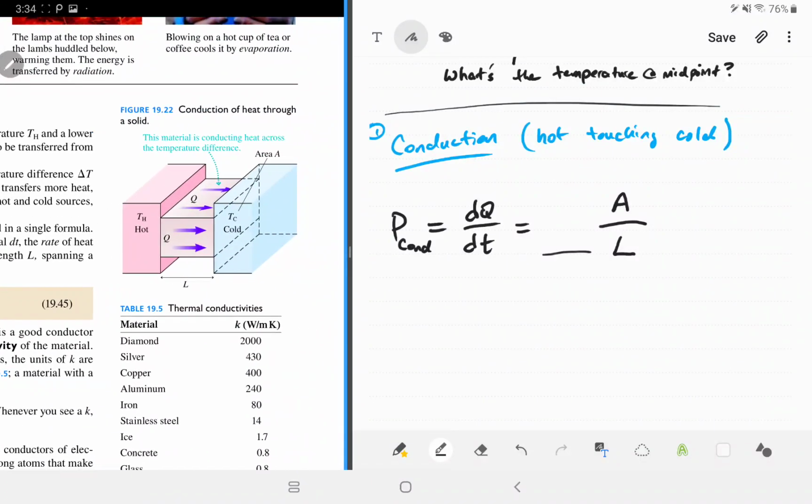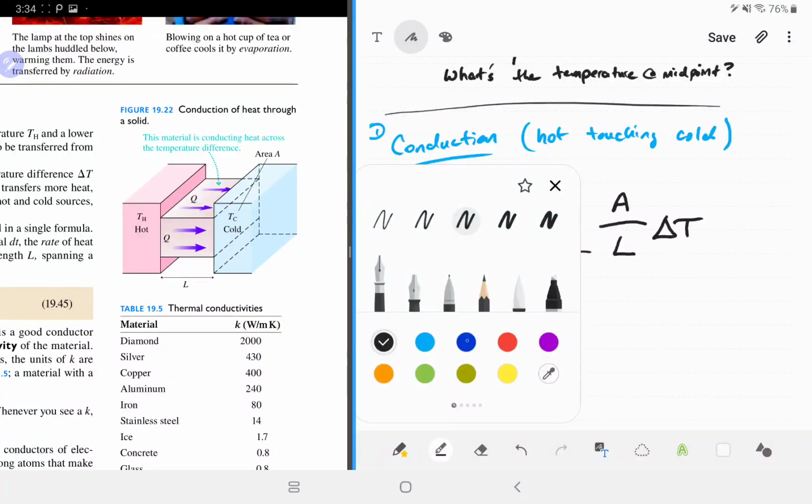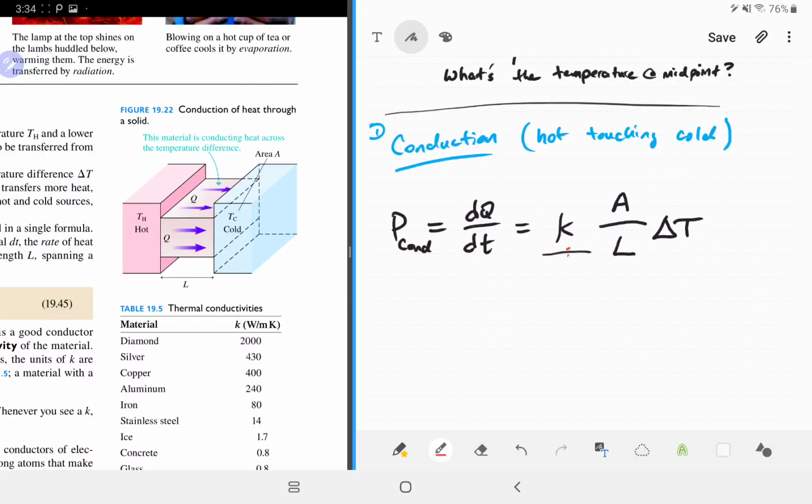And then of course it's going to depend on the temperature difference. So the bigger the temperature difference, the faster heat is going to flow. If they're at the same temperature, there's not going to be any energy in the form of heat flowing. So it depends on geometric factors right here, it depends on the temperature difference, and then there's a constant to make this an equal sign rather than a proportionality. So this constant right here is called the thermal conductivity of your material.